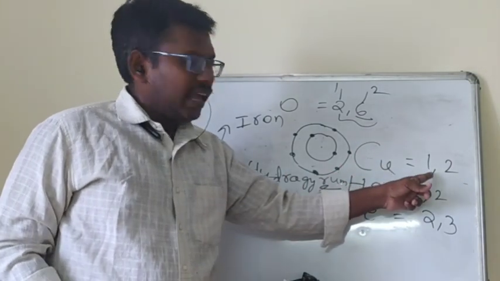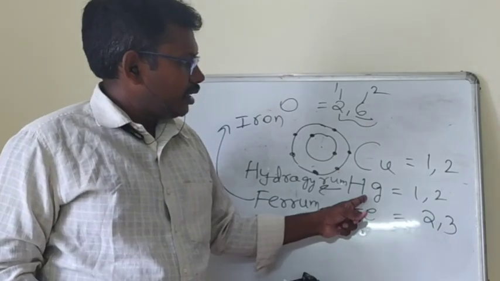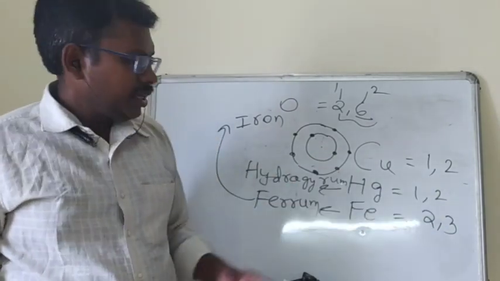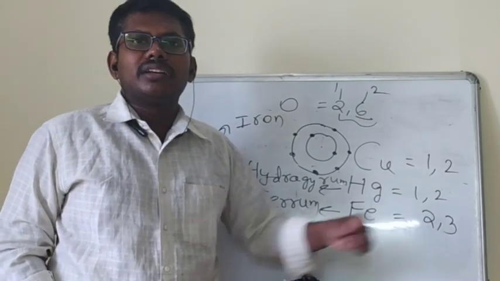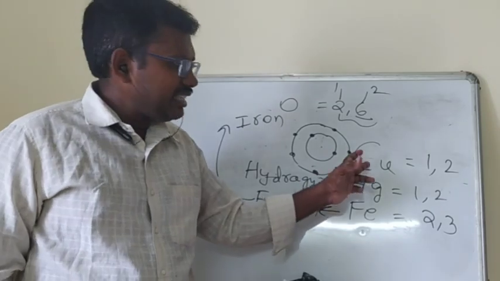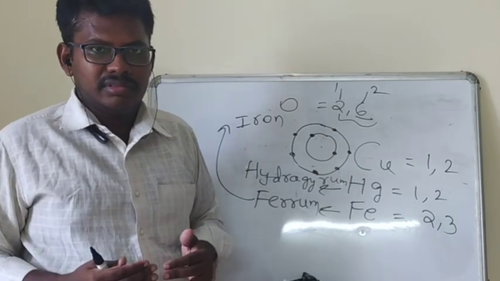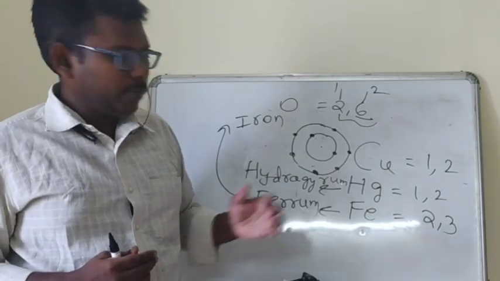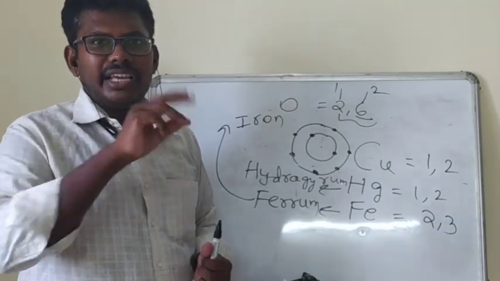Copper has valency 1 or 2. Mercury has valency 1 or 2. Iron has valency 2 or 3. But how to pronounce them? If these elements react with other elements, how do we write the name of that compound? Now I will give three examples.